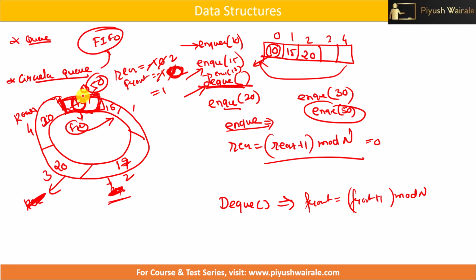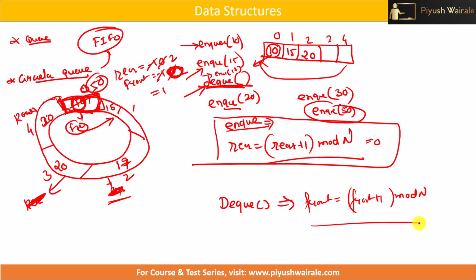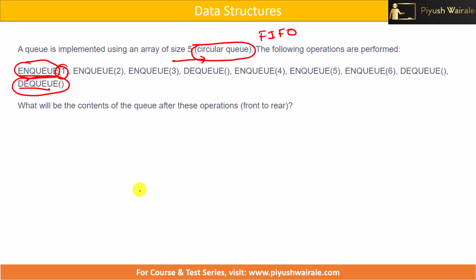I hope you understand the concept of circular queue here. Simple concept. So just remember this thing. You can expect a simple 1 mark question on this. In the case of NQ operation, we say rear equals rear plus 1 mod of n. In the case of DQ operation, we say front equals front plus 1 mod of n.